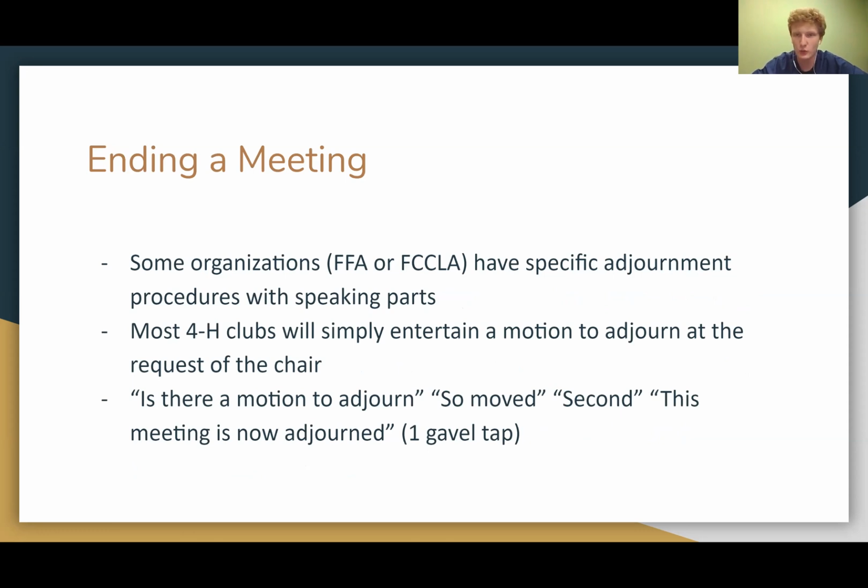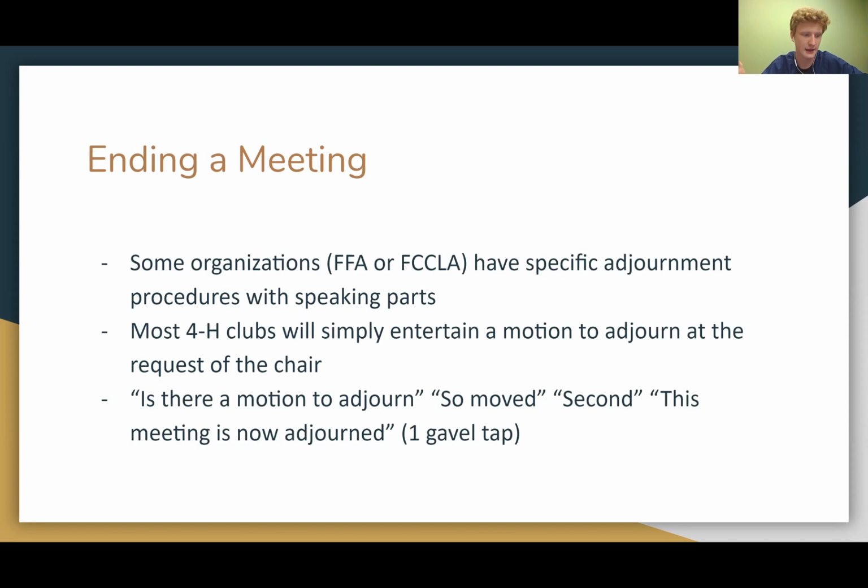Ending a meeting. Some organizations, FFA or FCCLA, have very specific adjournment procedures with speaking parts, but most 4-H clubs will simply entertain a motion to adjourn at the request of the chair. So you could get up and gain chair recognition and move to adjourn by yourself at any point in the meeting. But at the end, when the agenda is wrapped up, the chair may ask, is there a motion to adjourn? And you can say, so moved, which is parliamentary legal, a little informal, but legal.